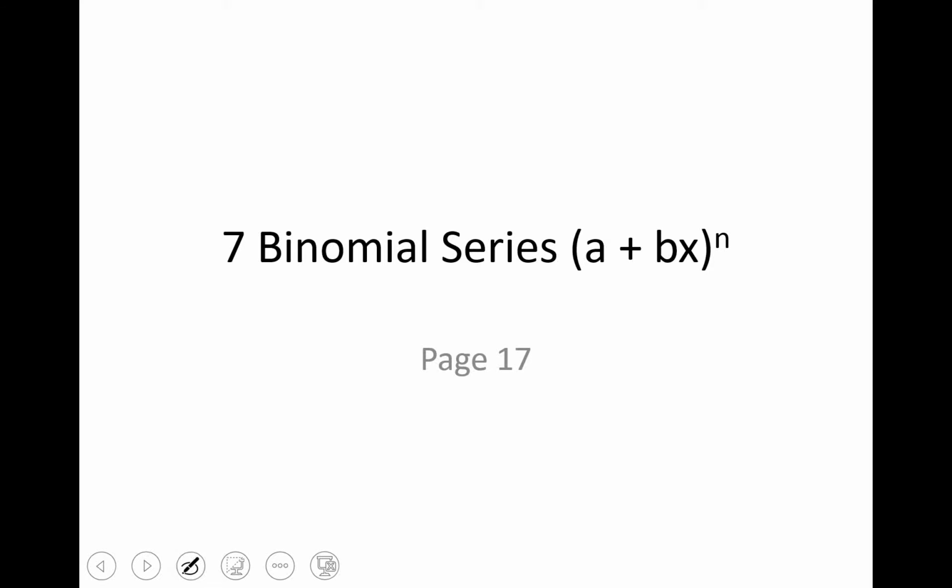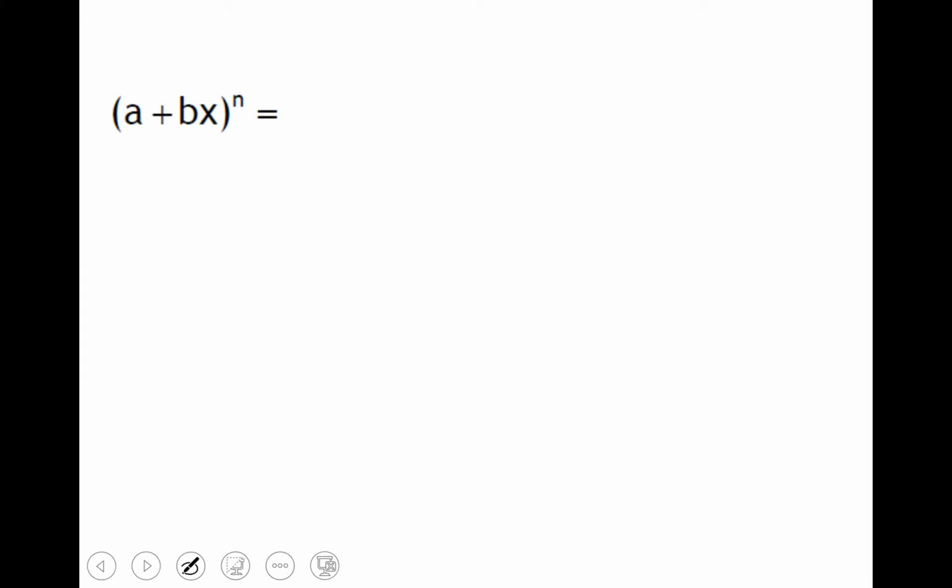Section 7. Binomial series (a + bx)^n, on page 17 of the C4 notes. Now, since the formula for rational powers of n requires the function in the bracket to be 1 plus, rather than any other constant plus, we need to rearrange to be able to use the formula. So what we do is we factorise the a out. So we get a outside, 1 plus b divided by a, x, and then all to the power of n.